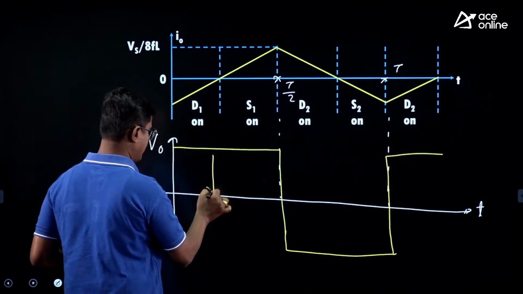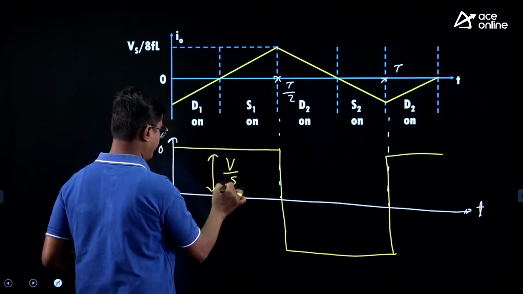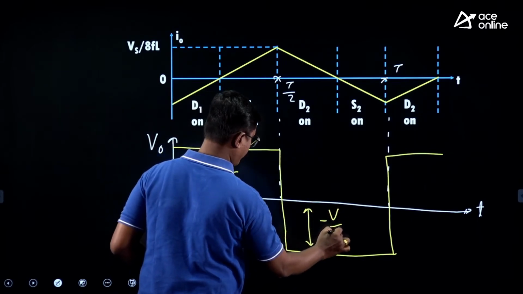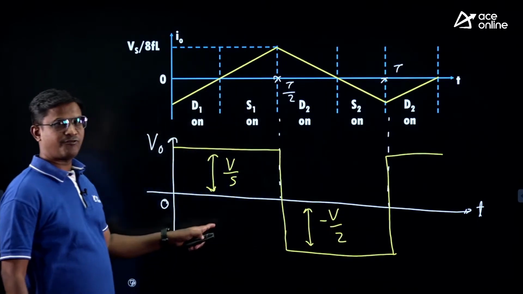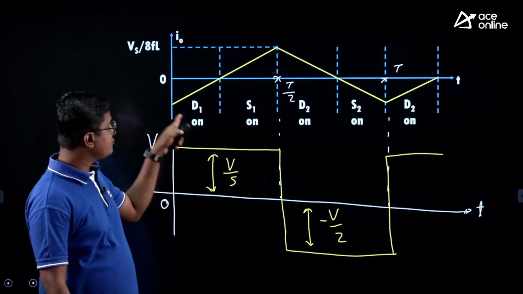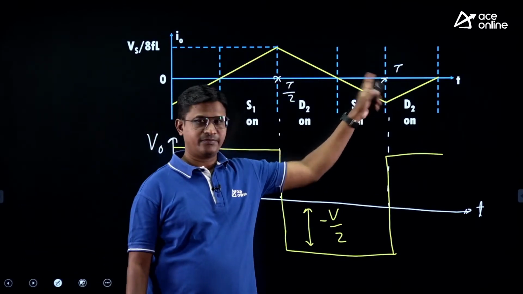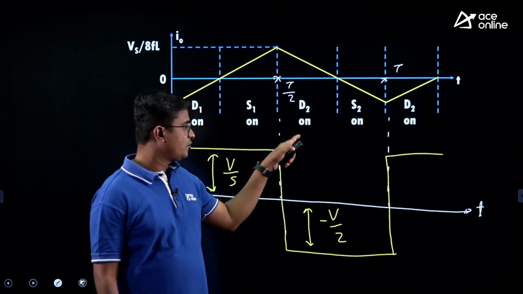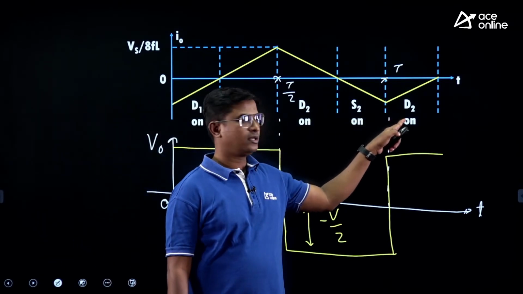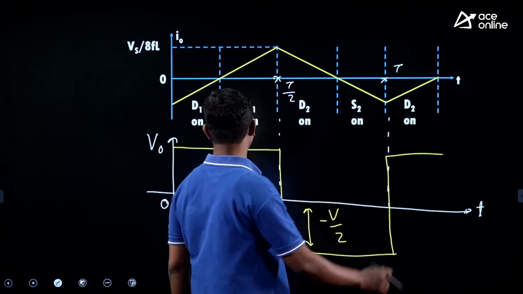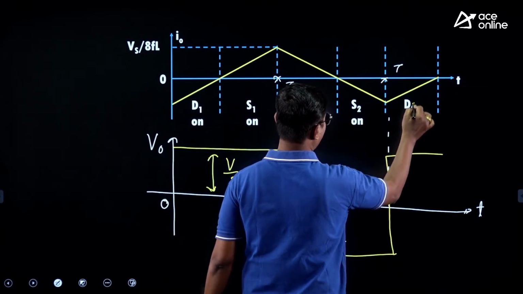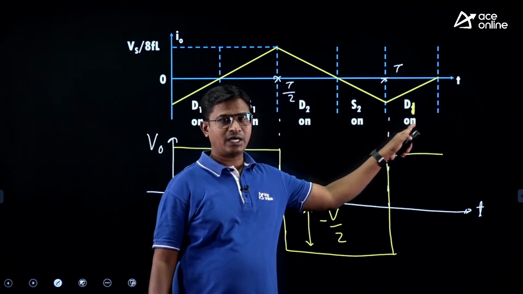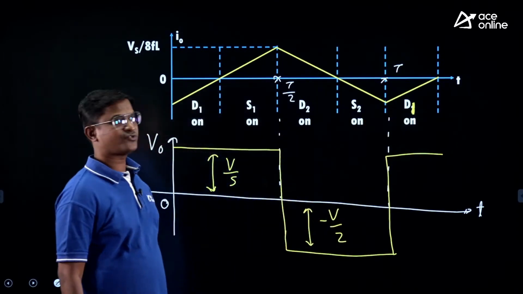This is V by 2 and here it is minus V by 2. V0 waveform will be a square function, but I0 waveform is a triangular function, and here the conduction of the devices will be like this: S1, D2, S2, D1. Here it should be D1, not D2. S1, D2, S2, D1, and after D1, again there will be S1.